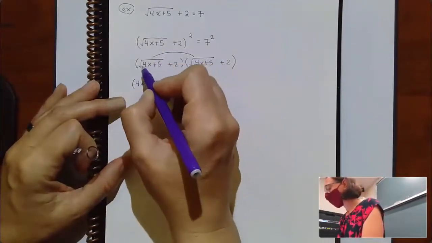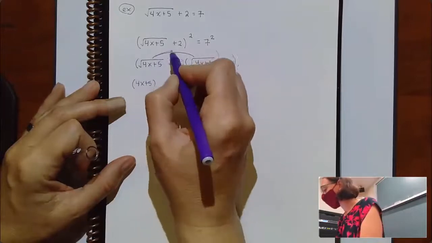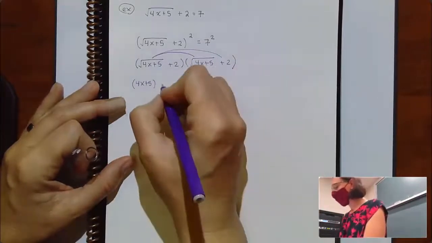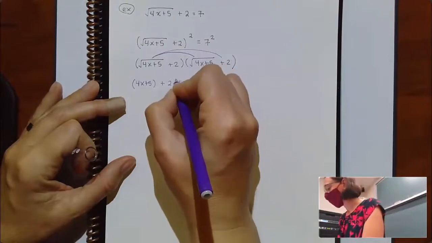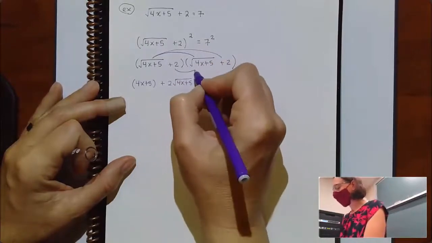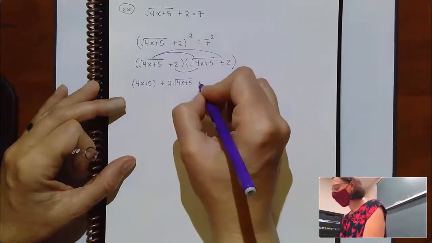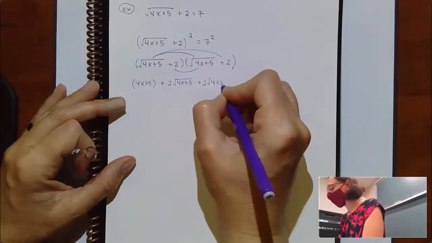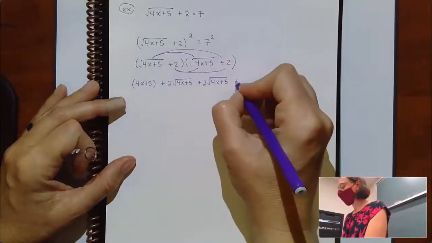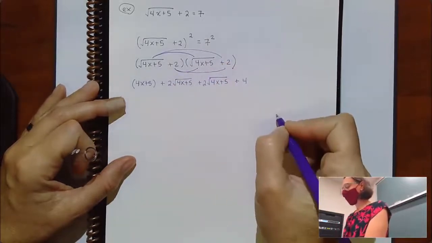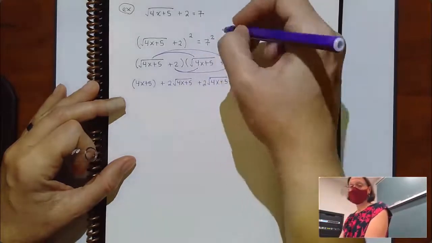Then I'm going to have the square root of 4x plus 5 times 2. So that's 2 square roots of 4x plus 5. And then I'm going to have another 2 square roots of 4x plus 5. And then I'll have 2 times 2, which gives me a 4. And then I still have that other side of the equation.